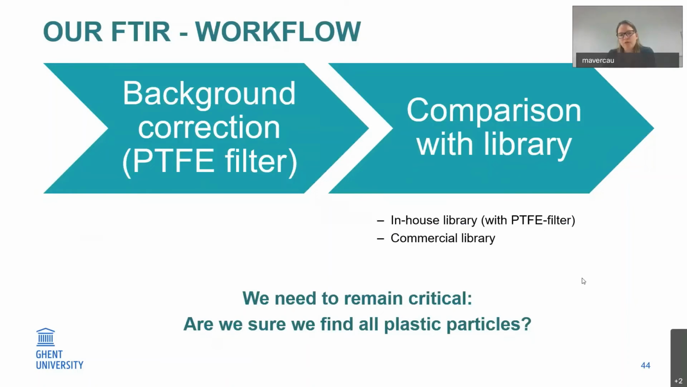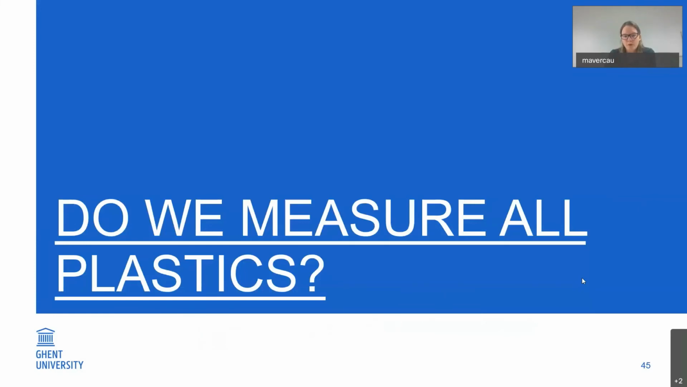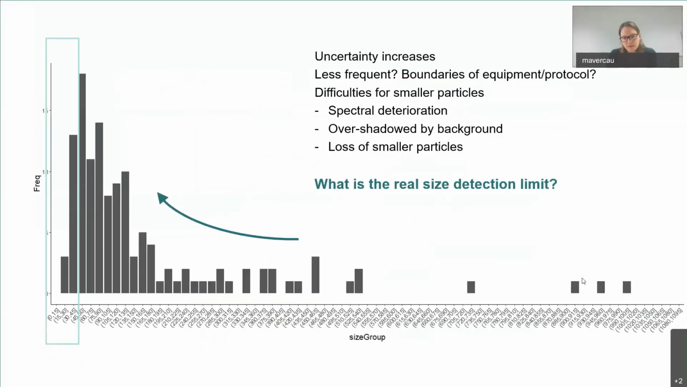So we are quite happy with our workflow, but still we need to remain very critical. Are we sure that we find all plastic particles, even if we scan the whole filter area? So what could be a problem in doing this analysis? If you look at the size distribution that you see here from one of the samplings we did, you can see that when you go to the smaller sizes, so here between 0 and 30, you have fewer particles than the category of 30 to 45. So are there really fewer particles in these categories, or do we fight the boundaries of the equipment and the protocol? So the smaller the particles get, the more unsure we are on the measurement.